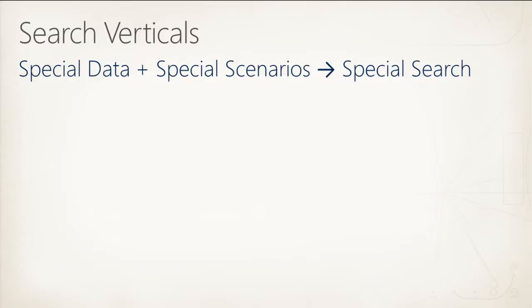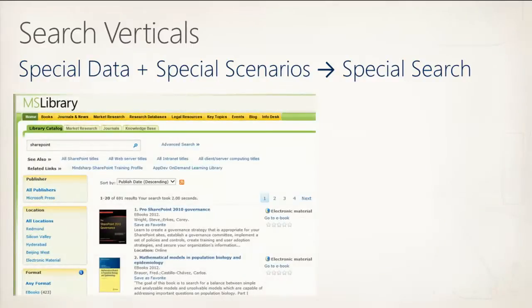So for example, we've got a library search experience. Okay? And this has special data like textbooks versus ebooks versus just normal books, and special scenarios like I want to see what books I have on hold. I want to be put on hold for a particular book.